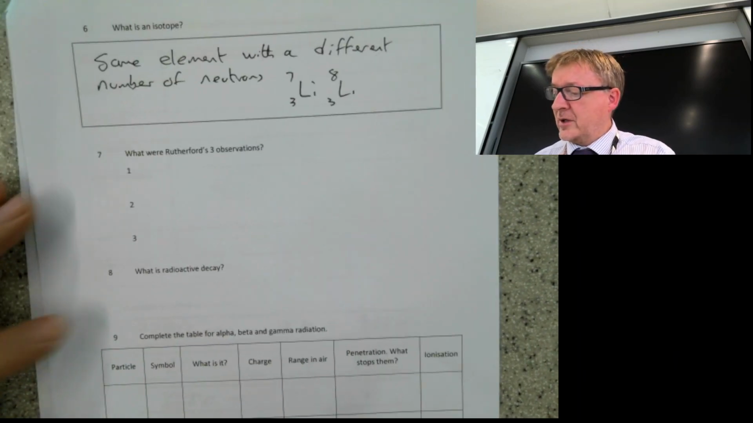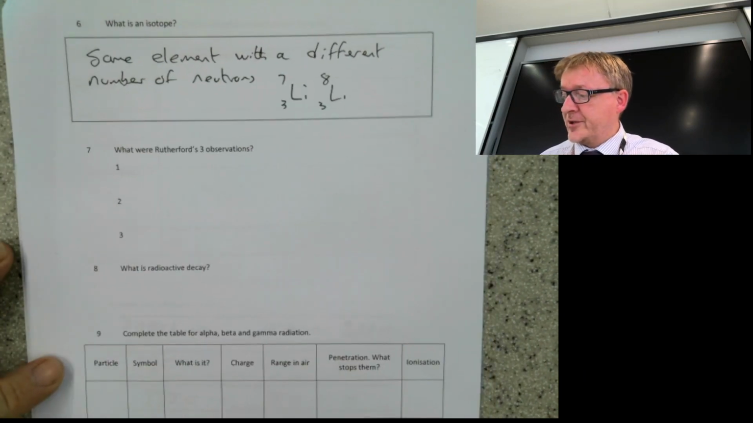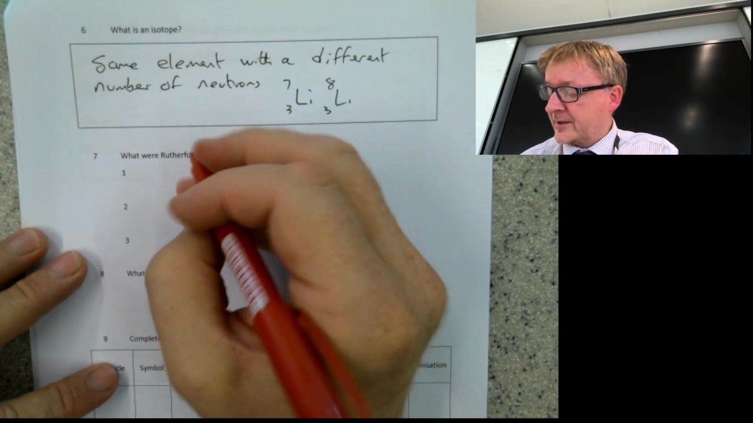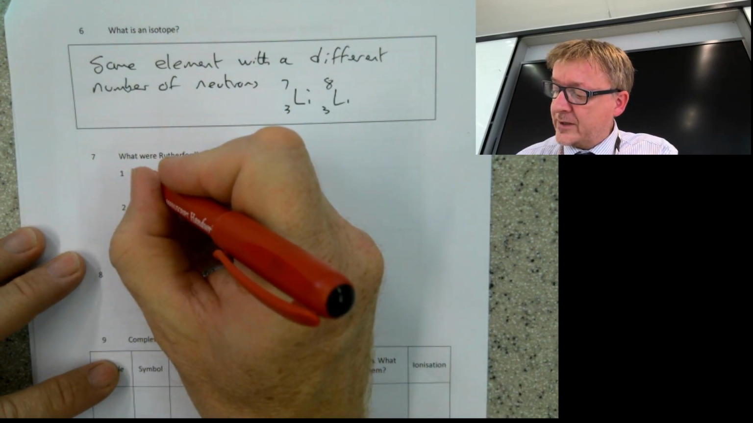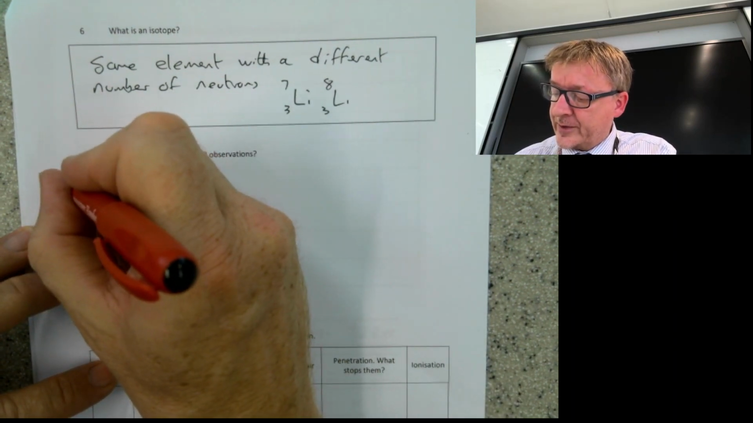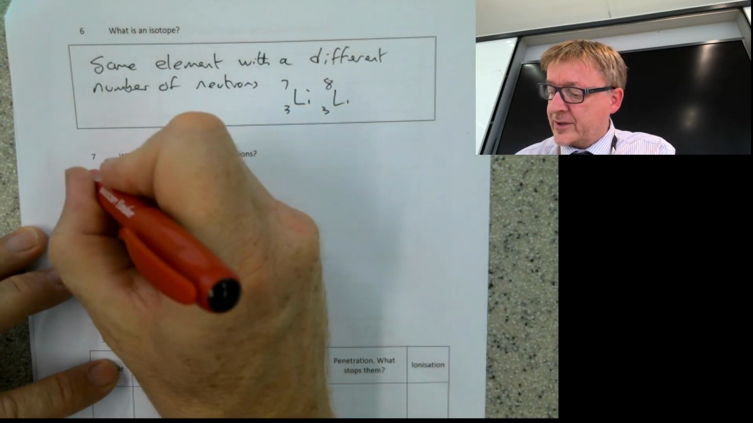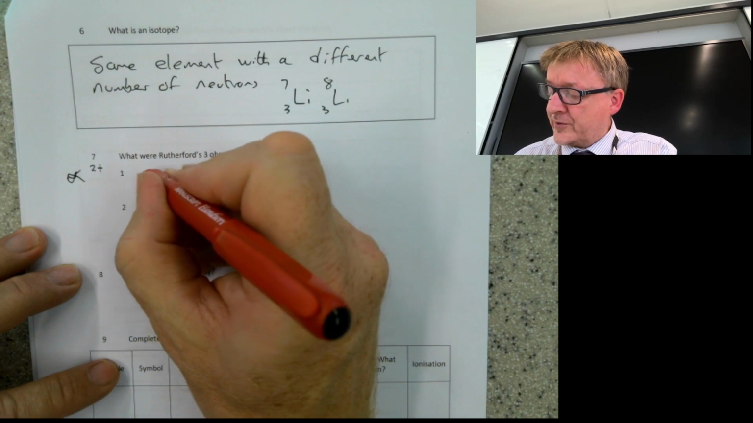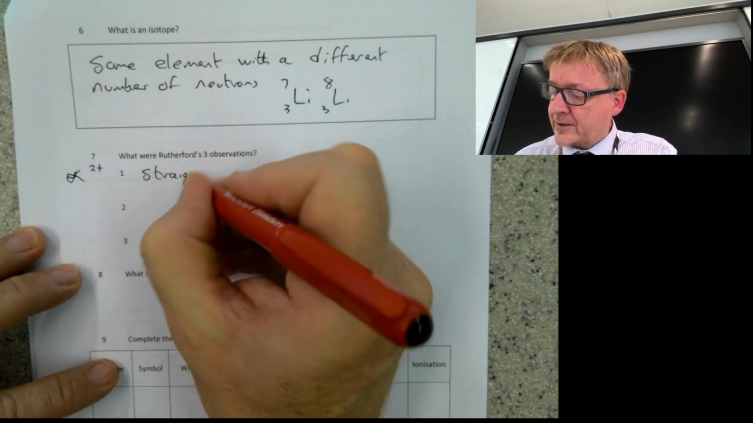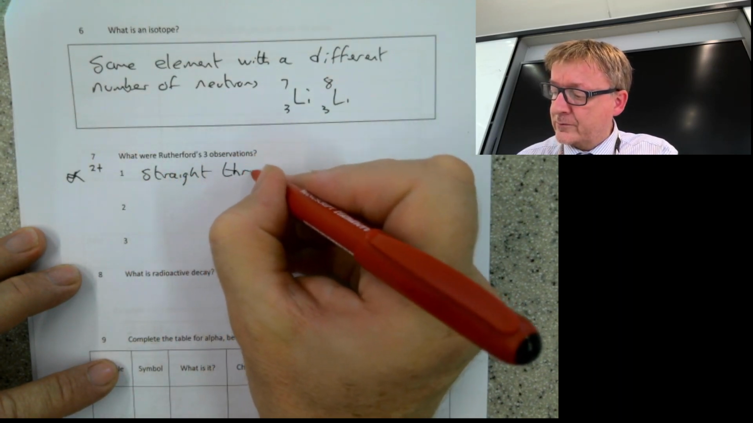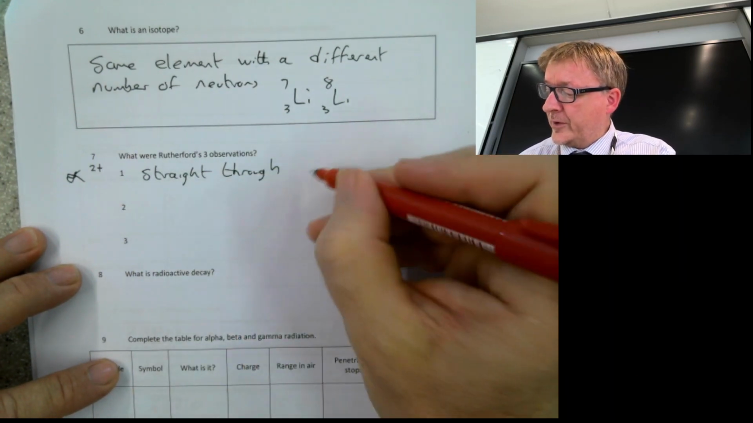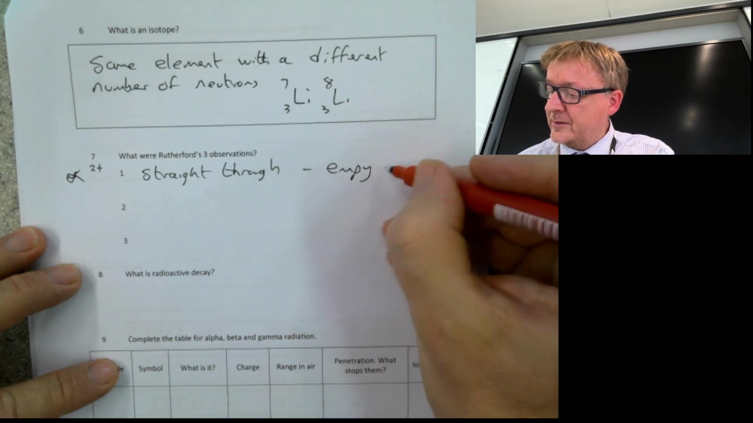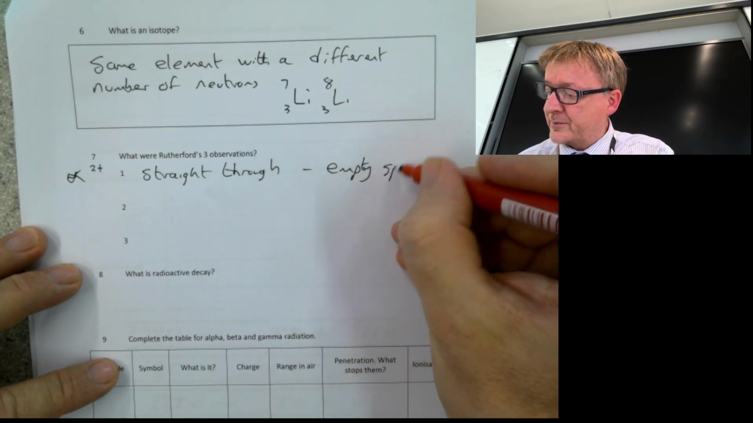Right, number 7. What are Rutherford's 3 observations? All right, now this repeats itself loads. It's even repeated on this test. So number 1 is about the alpha particles, which have a 2+ charge, so they're positively charged. Most of them go straight through. And what that means is the vast majority of the atom is empty space.